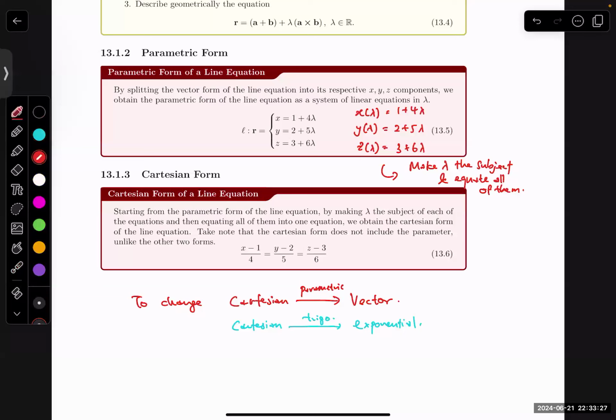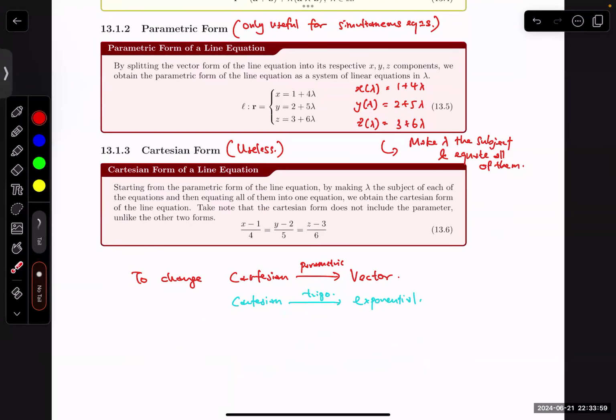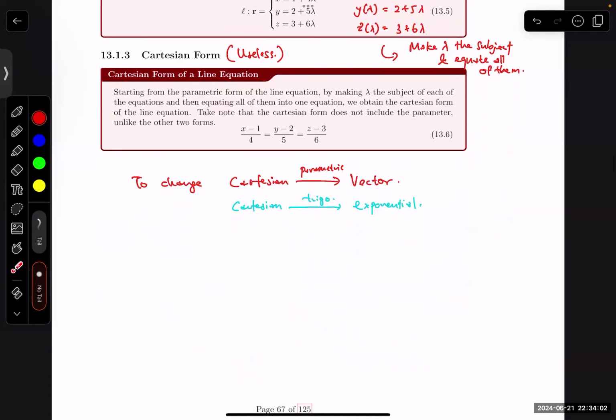So let me just note on this one that this is useless, really useless. Parametric form is only useful for simultaneous equations. If you want to solve simultaneous equations using your GC, then of course you need to split it into the parametric form, then you can key in the 3 simultaneous equations. For Cartesian form, useless. So let's learn how to change from Cartesian form into the more useful vector form.